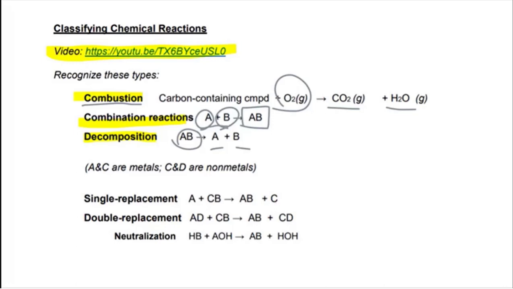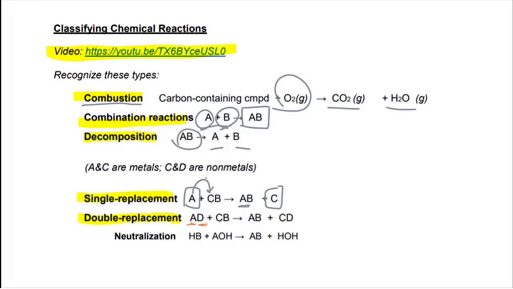Then we get down to, these are my favorites, single replacement and double replacement. I like to call these the single date swap and the double date swap. So what happens here is I have a loner A on the left side, and we have a loner C on the right side. But how did this happen? Well, A came in and kicked out C. So then my compound on the right-hand side, since A took C's spot, is AB, and poor C is ditched.